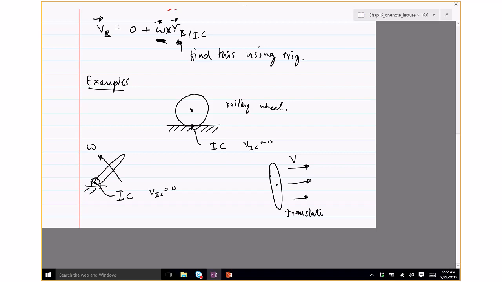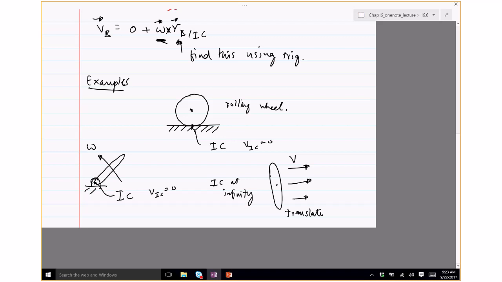No, it's actually at infinity. It could be this side, that side, but when things are translating, the IC is at infinity. There is an IC, just that you'll have to go to infinity to find it.